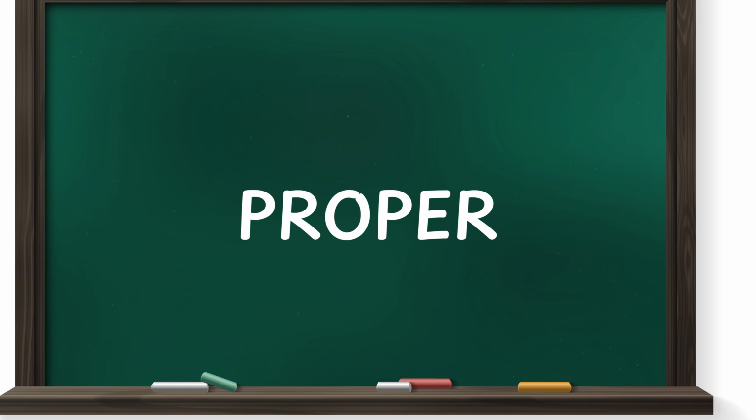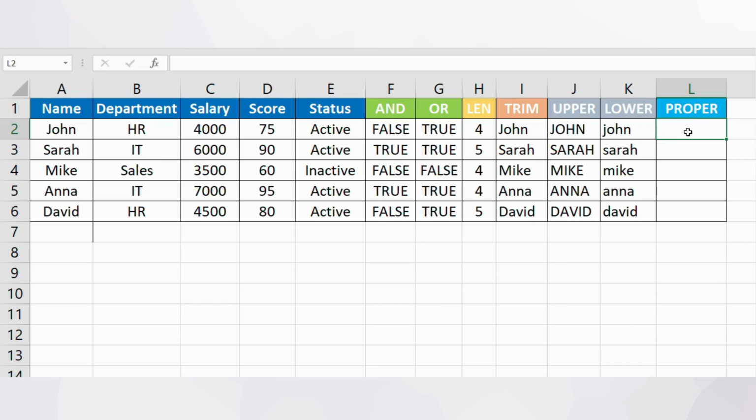Now let's learn the proper function. Proper capitalizes the first letter of each word. In cell L2, I type equals proper, then select cell K2, which contains the text. After pressing Enter, Excel automatically changes the text into proper format. This function is commonly used for names, titles, and formatted text inside spreadsheets.